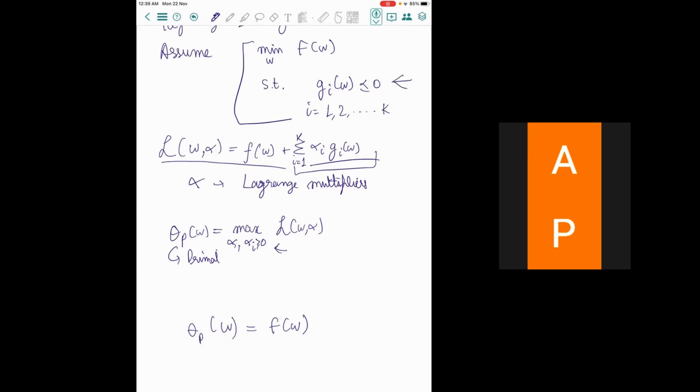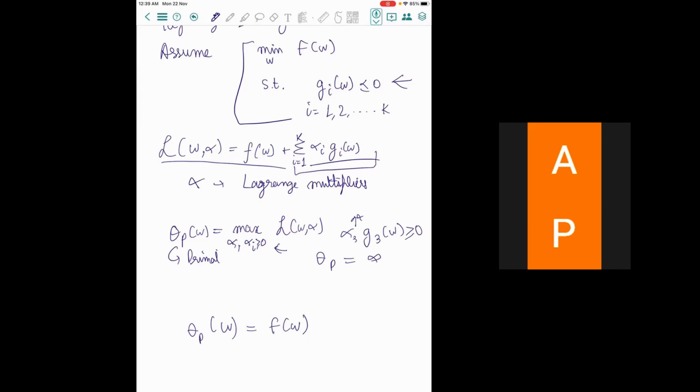If we have a system where this condition is not satisfied, that is, let's say g3 is greater than 0 at some point, then what this maximization will do is that alpha 3 can go to infinity to become maximum. And when alpha 3 goes to infinity, this whole Lagrangian will go to infinity. So theta p will become infinity. So if this condition is not satisfied, then theta p becomes infinity.